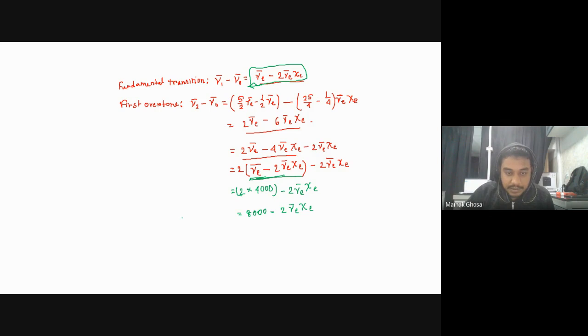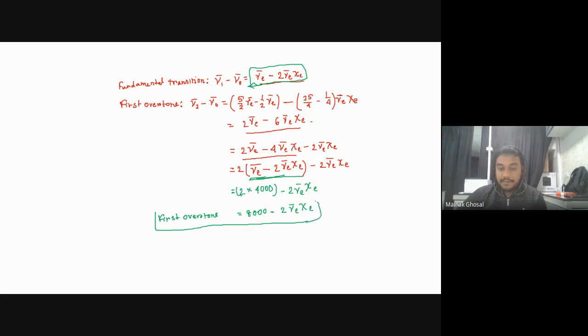So this is my energy of first overtone. You remember, some minutes before I told you qualitatively that for the anharmonic oscillator approximation, your excited state energy differences will gradually decrease. So your first overtone energy will always be less than twice the fundamental vibrational energy. And I have also shown you that it will be less than 8000 centimeter inverse.